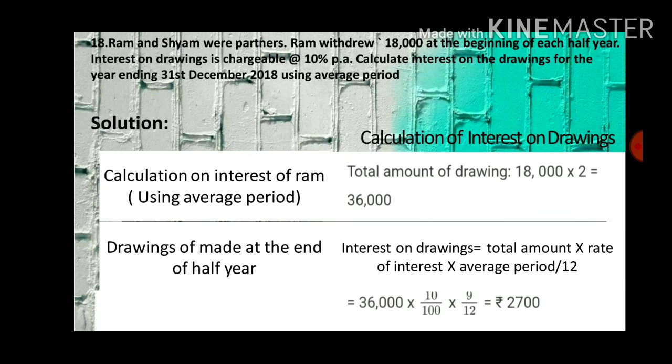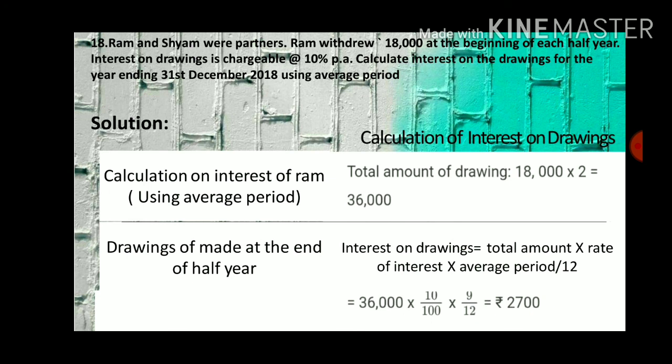Then question number 18. Ram and Shyam were partners. Ram withdrew 18,000 at the beginning of each half year. Interest on drawing is chargeable at 10% per annum. Calculate interest on the drawings for the year ending 31st December 2018 using the average period method. Listen, the question says at the beginning of each half year.